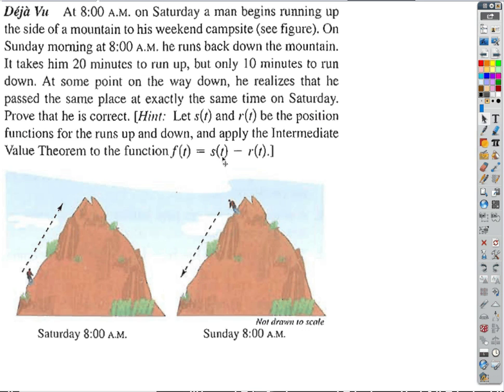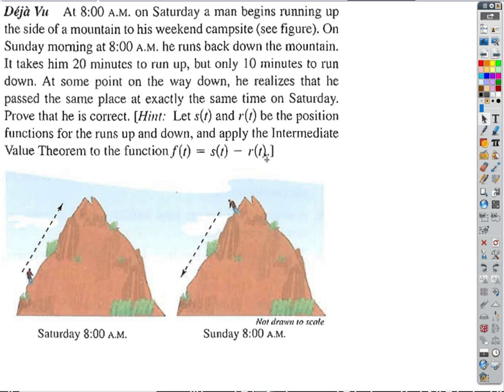Saturday's value, S of t is going to be 0, isn't it? Right? R of t is 1, assuming we're talking in miles, right? Okay, it takes 20 minutes to run up, 10 minutes to run down. So after 20 minutes, it's going to be 1 minus 0, correct? Yeah. So we're going from a value of -1 to +1 miles.